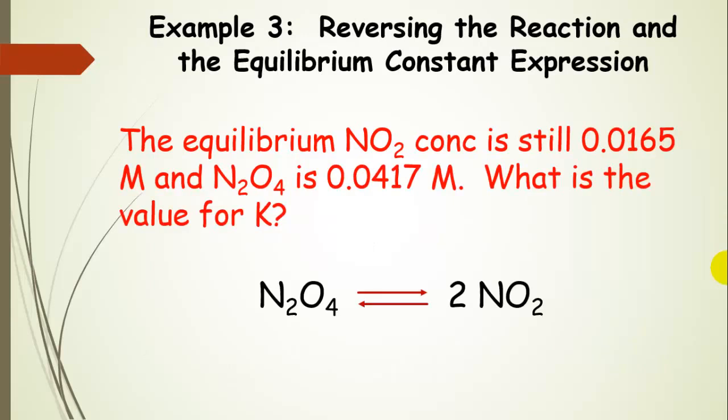What if we reverse the reaction? We still have the same equilibrium concentrations, which we should, because under a given set of experimental conditions, the equilibrium state is always going to be the same. So go ahead and write the new equilibrium constant expression and then calculate the value for K.